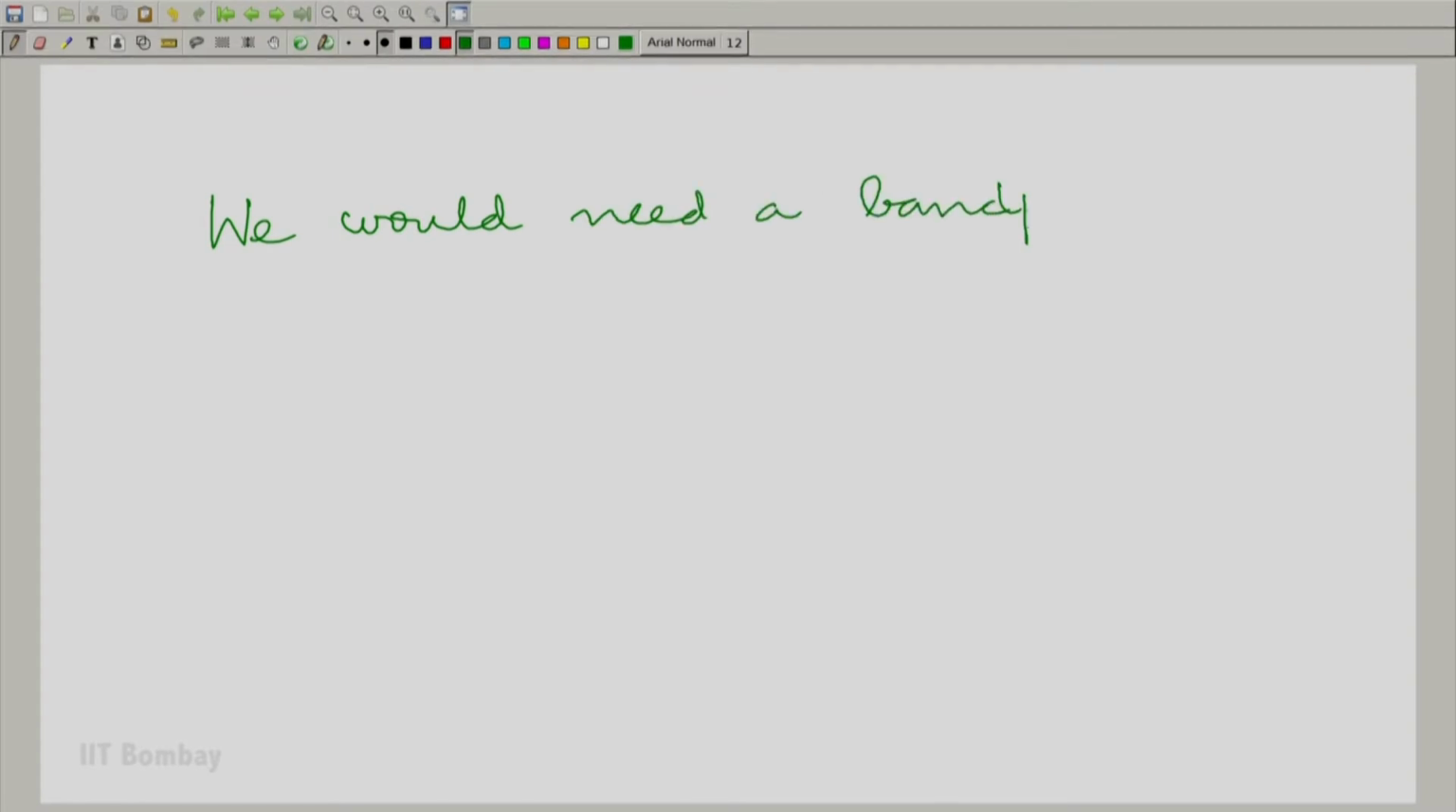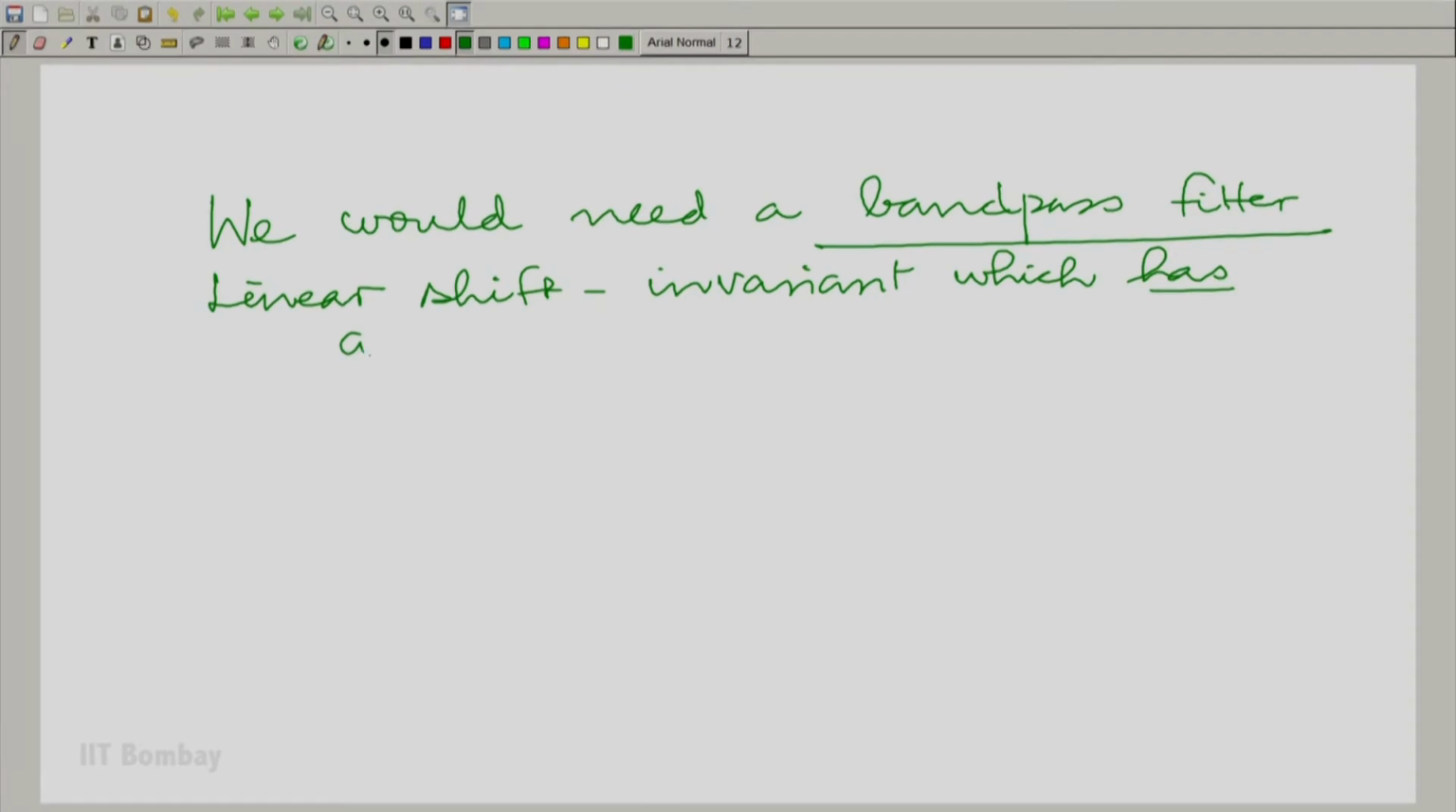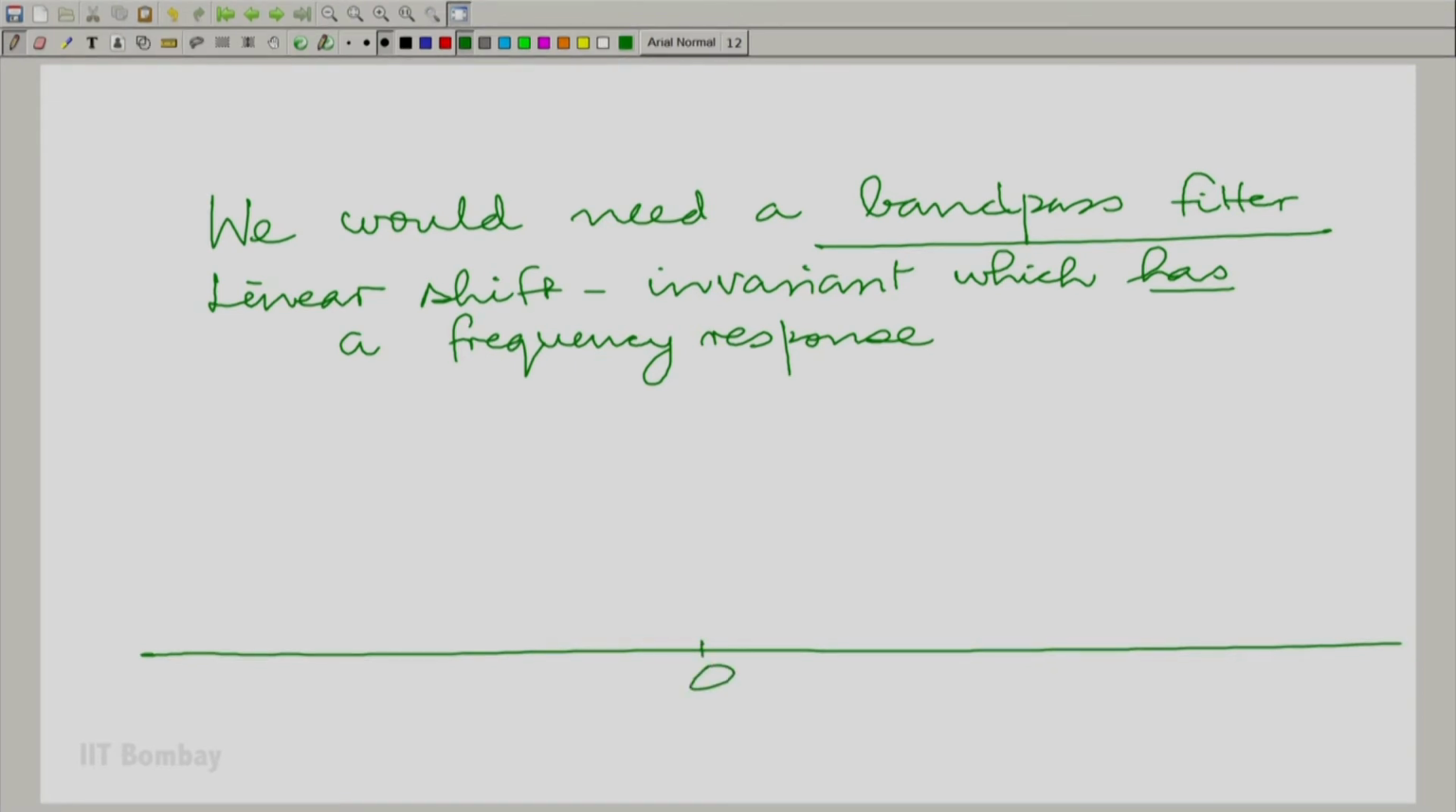Well, how will you retain those carbon copies and remove all the others? You would do it by using what is called a bandpass filter. So, an ideal bandpass filter would have a frequency response that looks like this. So, we would need a bandpass filter. What is a bandpass filter? It is a linear shift invariant system which has a frequency response, and I am showing you the ideal frequency response in green right now.